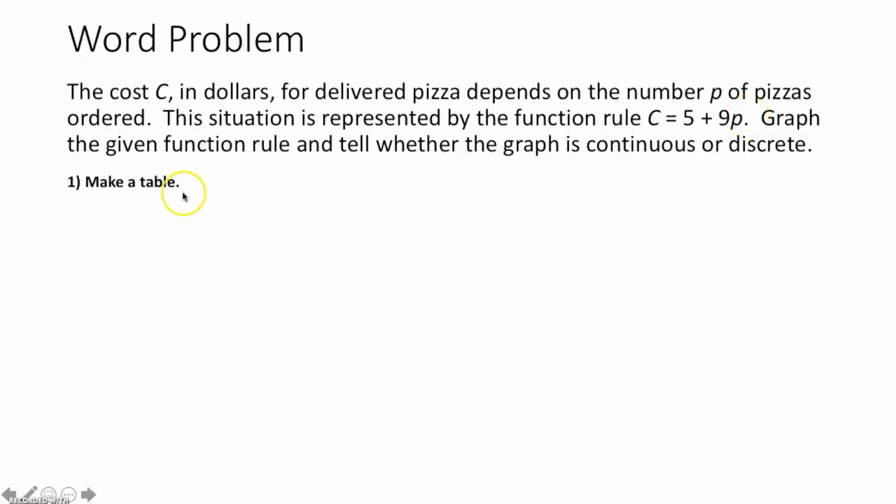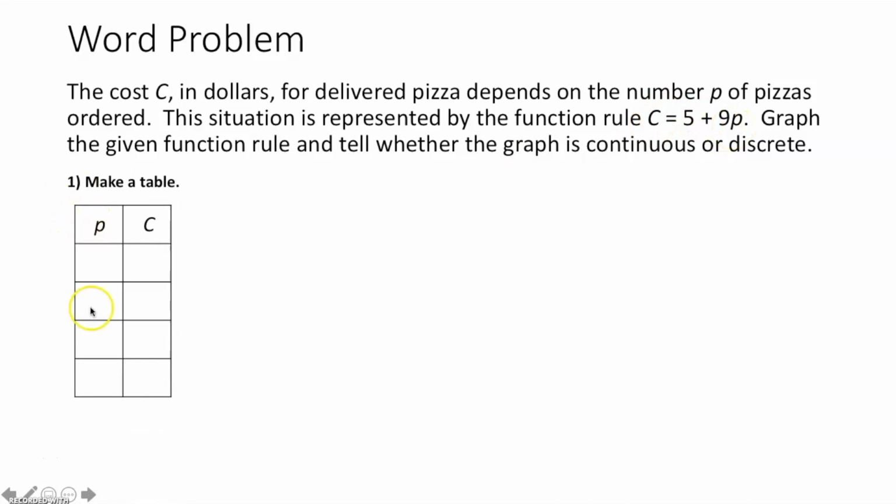So I'm going to make my table, and my independent variable is P, my dependent variable is C, so we make it like this, where P is in the left column, C is in the right column. And now, what am I going to plug in for P? Well, since it's linear, let's just plug in 0, 1, 2, and 3. Sweet! Now all I have to do is take these P values, plug them in the original function rule for P, and get the C values that go with them. So let's go ahead and do that.